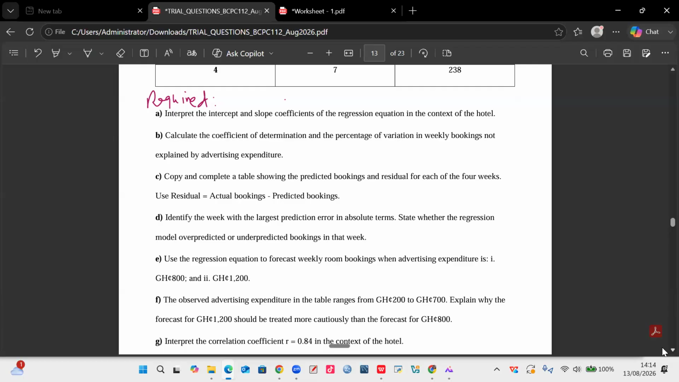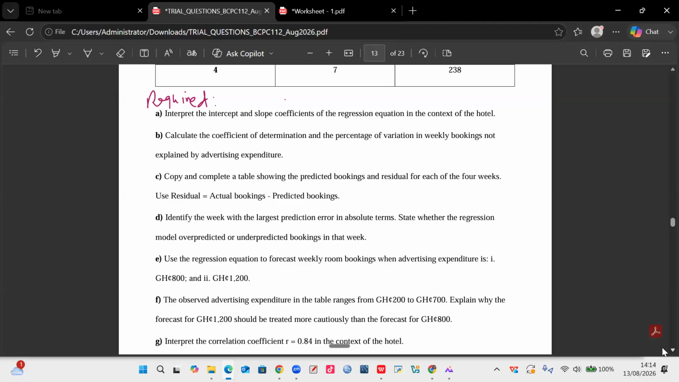D. Identify the week with the largest prediction error in absolute terms. State whether the regression model overpredicted or underpredicted bookings in that week. E. Use the regression equation to forecast weekly room bookings when advertising expenditure is i. 800 Ghana cedis and ii. 1,200 Ghana cedis.